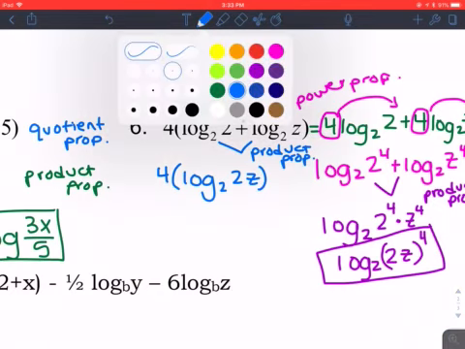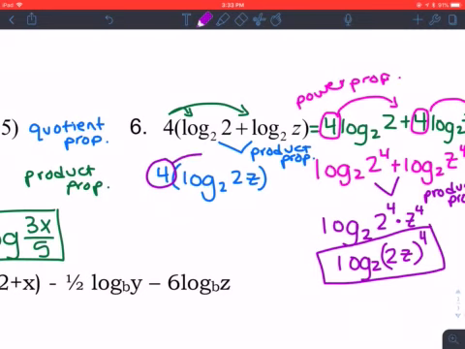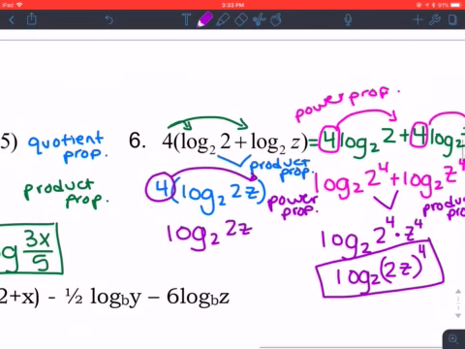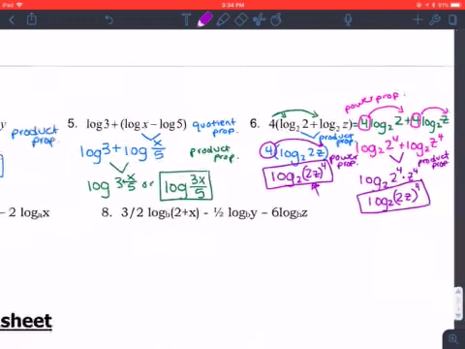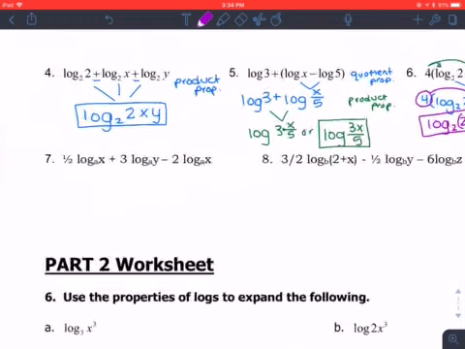We would then use our power property to raise everything to the 4th power. So we're using the power property. So we have log base 2 of (2z) to the 4th power. Now the catch here is you have to remember those parentheses because 2 and z are both being raised to the 4th power, not just the z. Okay, we only have a couple more.